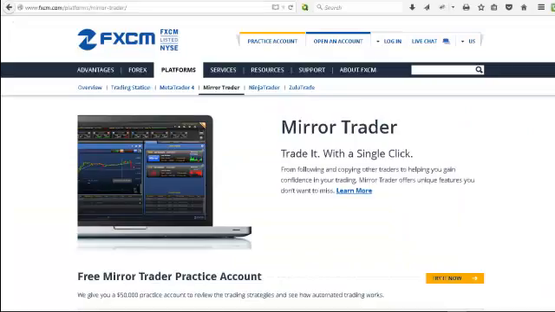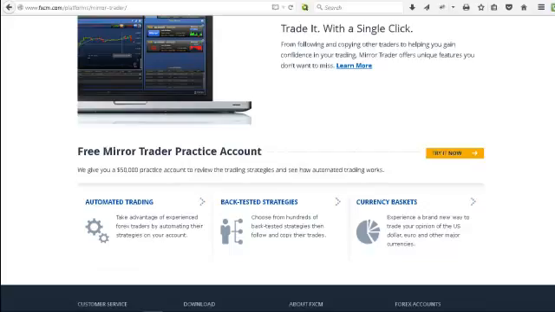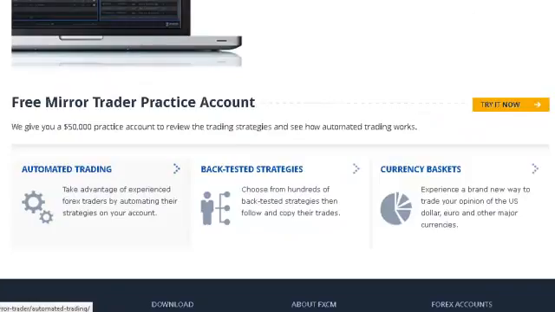So MirrorTrader basically lets you do automated trading. As it says, take advantage of experienced foreign exchange traders by automating their strategies on your account. Choose from hundreds of backtested strategies. So this gives us access to backtesting.